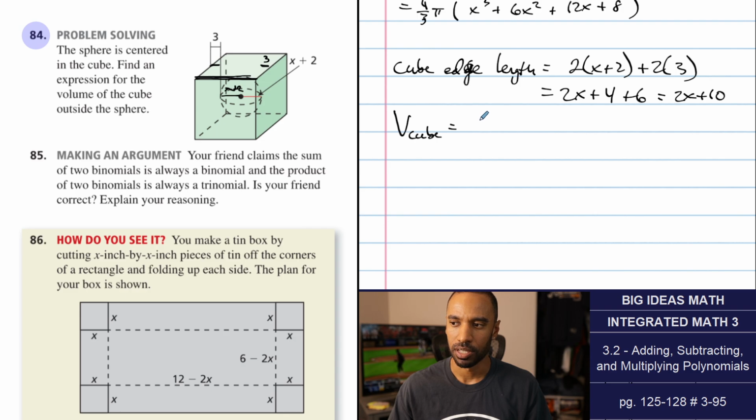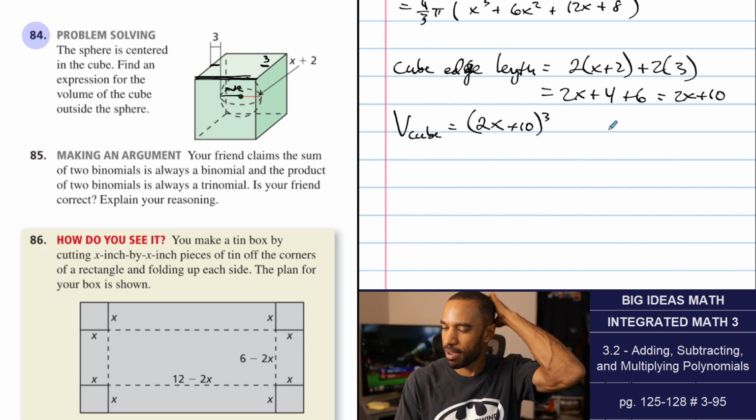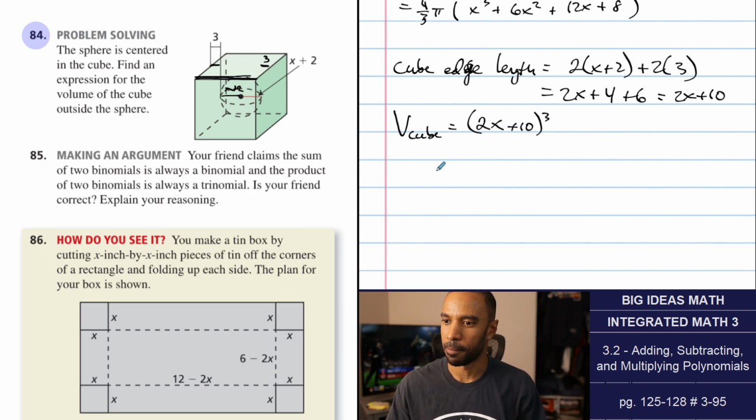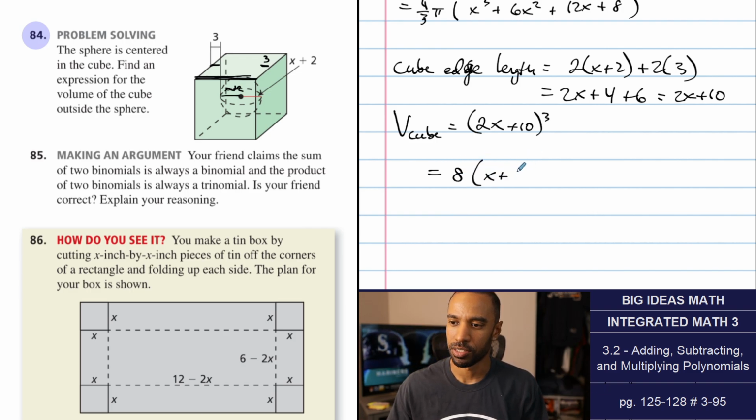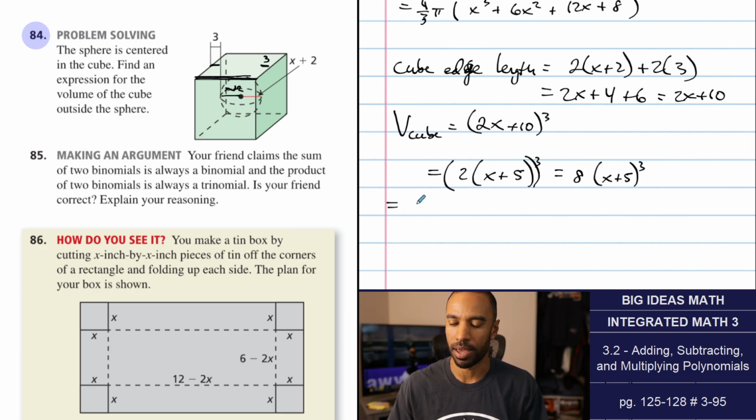How about I do this? I factor, oh, wait, that doesn't work that way. 2x plus 10 quantity cubed. You know, I could factor the 2 out. Let's see. It's 8 times x plus 5 quantity cubed. It's basically this. You get to do 2 factored out of there, but it's still inside the cubed. And then you cube the 2 and you get 8. So 8 times x plus 5 quantity cubed. So I'd rather do that.